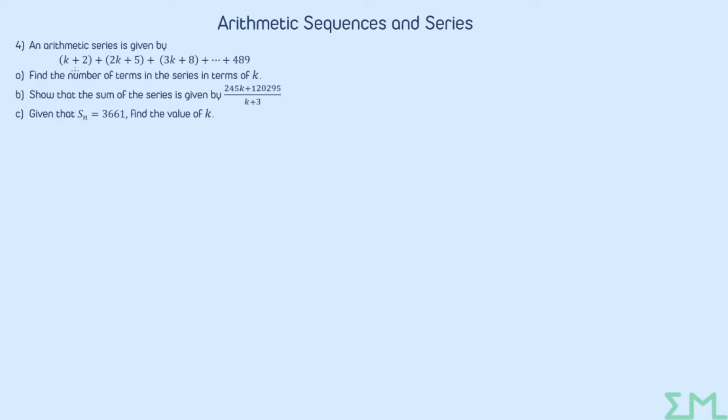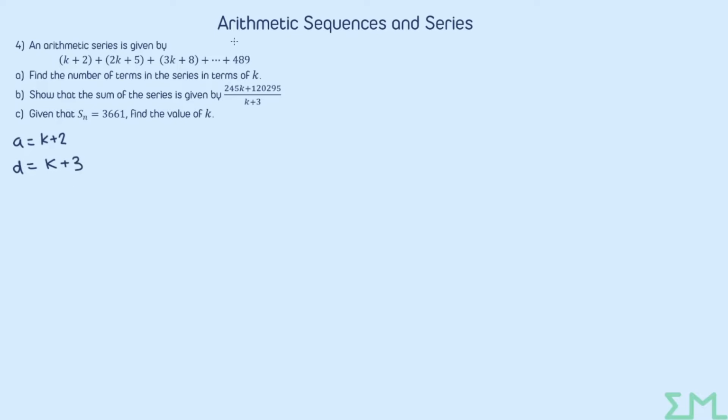Right, question 4. Okay, so we've got an arithmetic series given by these expressions in k, and then we actually finish on a number, so it's a set number of terms. Find the number of terms in the series in terms of k. Well, we can start by writing down what we know, which is that a is k plus 2, and the common difference, if we have a look here, we're adding on a k, and then we're going 2, 5, 8, so we're adding on 3 as well.